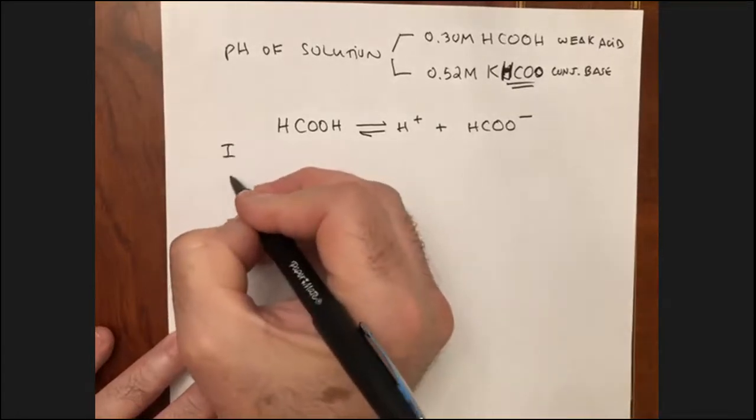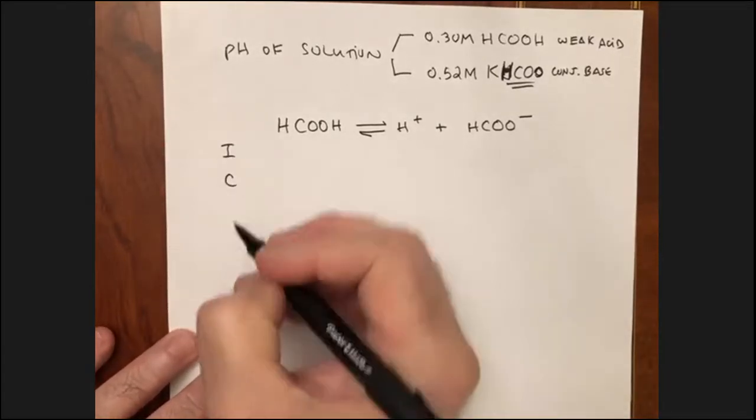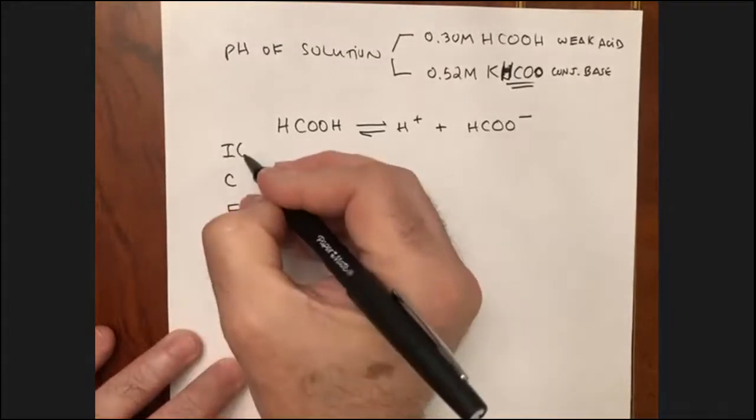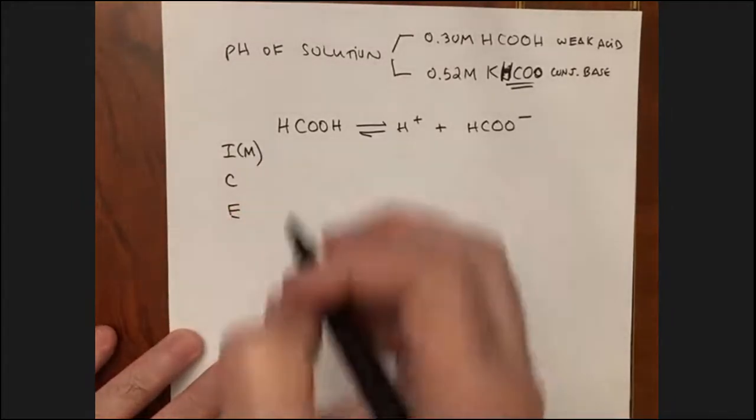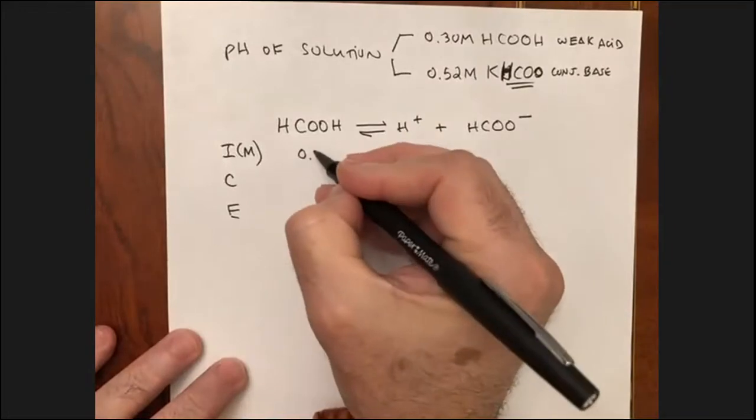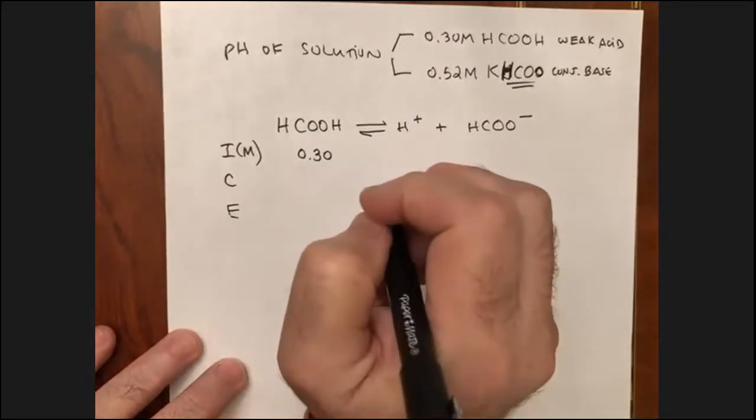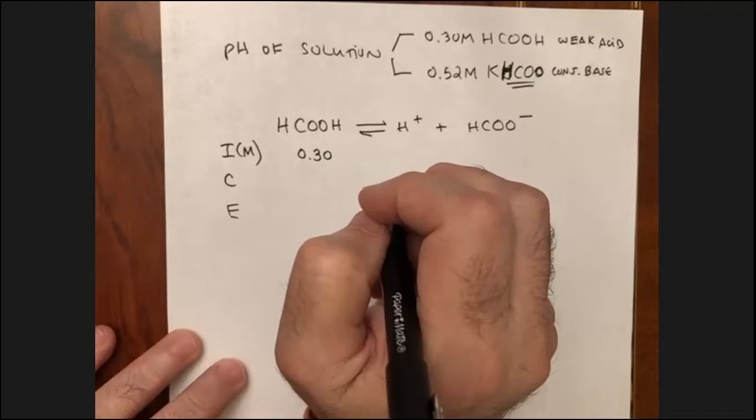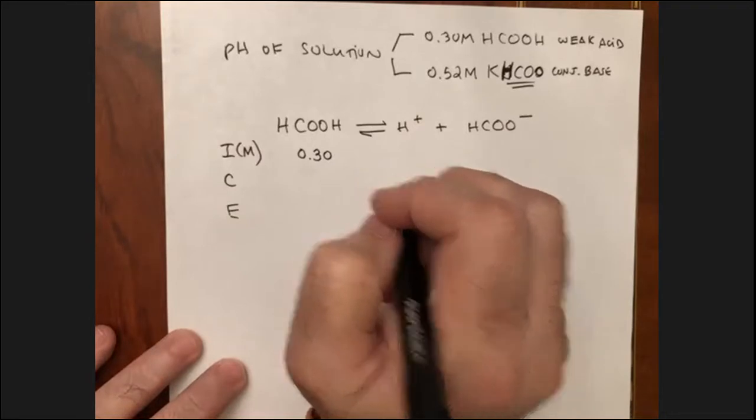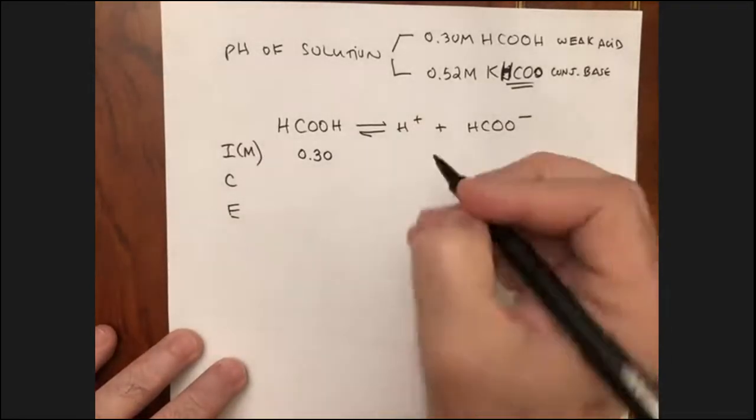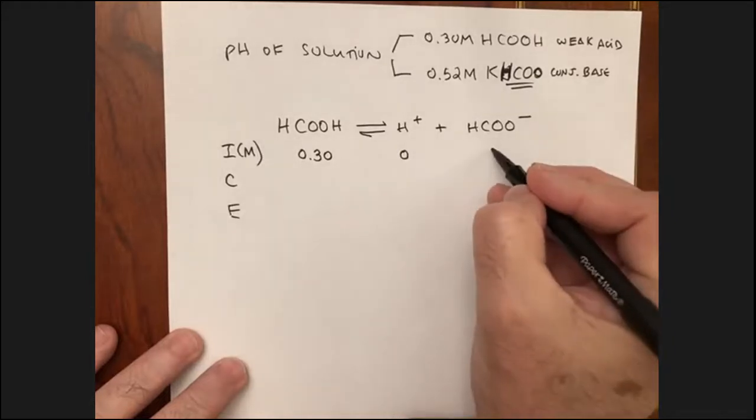So let's do our ICE table. We're going to talk about molarities here. So we start out with 0.30 molar here. And this guy is 0. And this guy is 0.